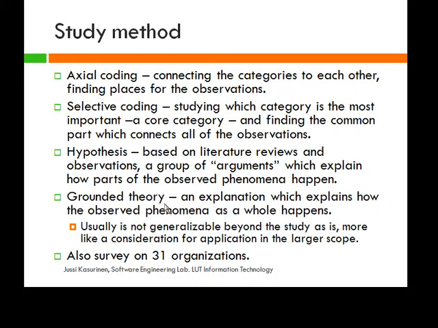And based on that, we made a hypothesis, or used literature review and observations, and formed a group of arguments which were able to explain how parts of this observed phenomena happened. And if the phenomena or observations were strong enough, we were able to create a grounded theory, so to say, an explanation which explains how the observed phenomena happens.